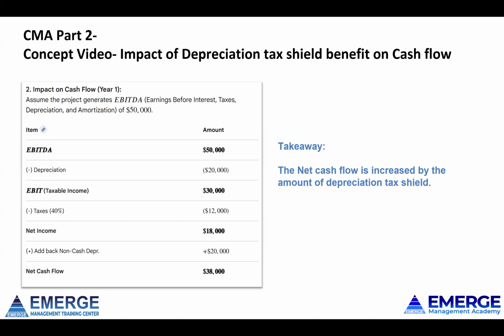But what do we do here? That amount of depreciation, which is not a cash outflow, we add it back to the net income to arrive at the net cash flow. This is the indirect method of trying to arrive at the cash flow, where we add back non-cash expenditure to the net income. So when I add that back, we come to a net cash flow of $38,000 as against a taxable income of $30,000. Note here, the $8,000 of tax saving that we had in the previous slide that I showed you is exactly by how much the net cash flow improves. So the net takeaway here is the net cash flow is increased by the amount of depreciation tax shield.